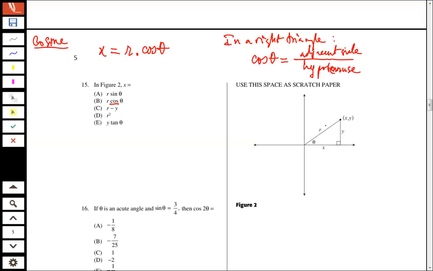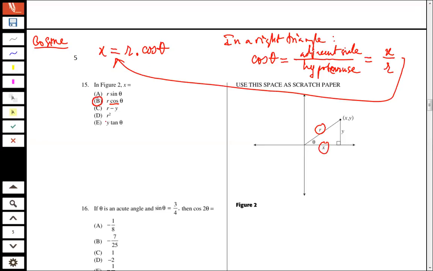The hypotenuse is r, and the adjacent side is x. The cosine of theta equals x over r, and we will get the same result here: x equals r times cos theta. Option B, of course.